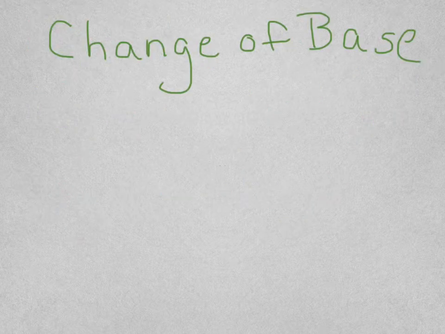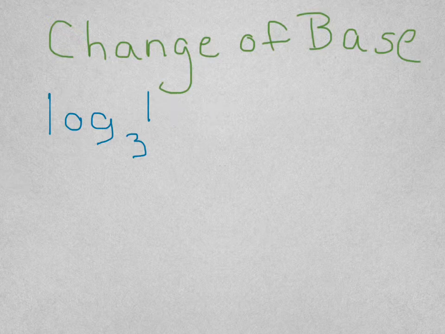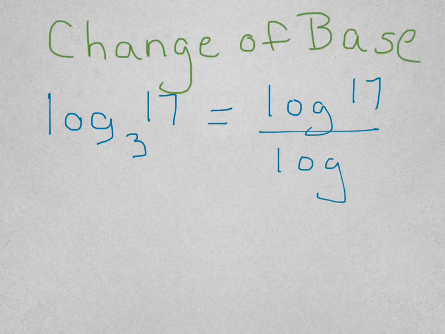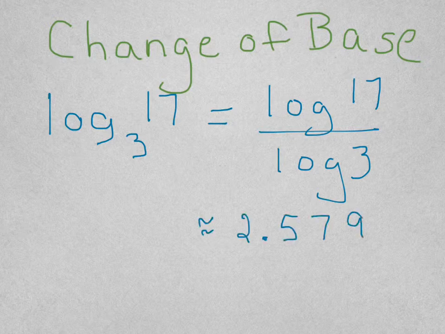Now we spoke earlier about the fact that only log and natural log are on the calculator, so we must use something called the change of base formula in order to do logs with a different base than the common log or log base e. The formula says that, for example, if you have log base 3 of 17, in order to put that in the calculator and get your value, you're going to take the log of 17 divided by the log of the base, which is equal to approximately 2.579.